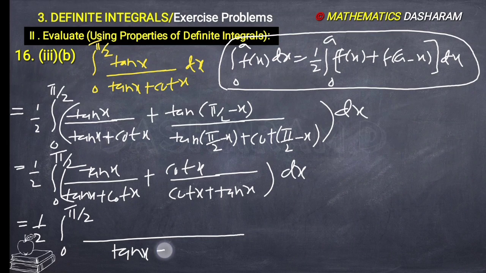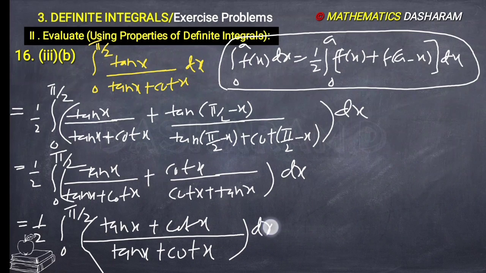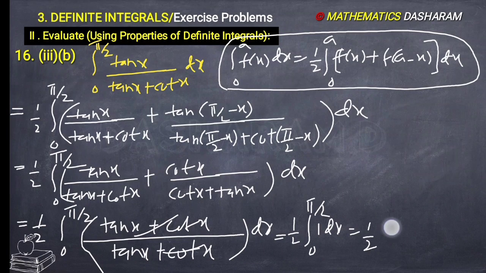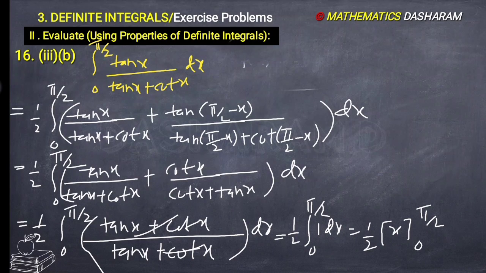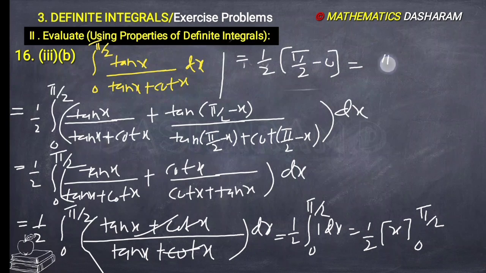So tan x plus cot x, and add the numerators: tan x plus cot x whole dx. Now both are cancelled. 1 by 2 integral 0 to pi by 2 of 1 dx. So 1 by 2, the integration of 1 dx is x, from 0 to pi by 2. Now substitute the upper and lower limits. So it is equal to 1 by 2 times upper limit pi by 2 minus lower limit 0. So it is equal to pi by 4, which is our required answer.